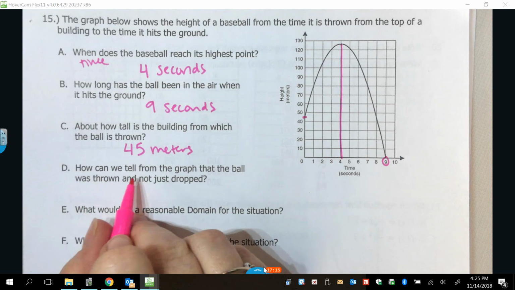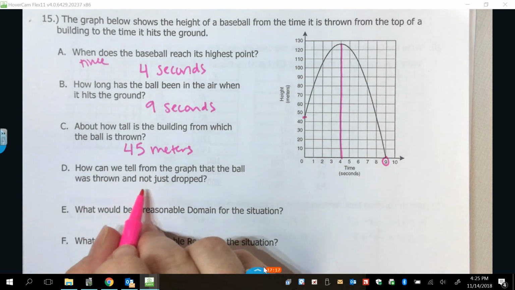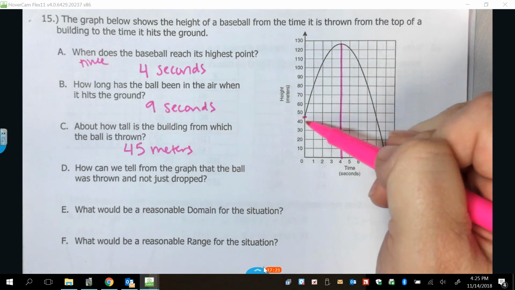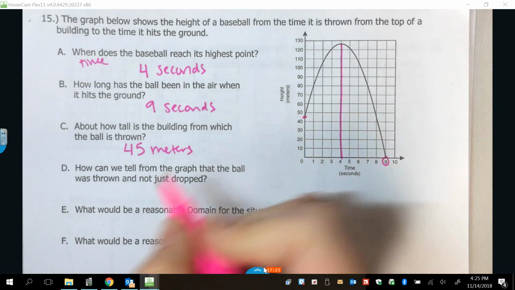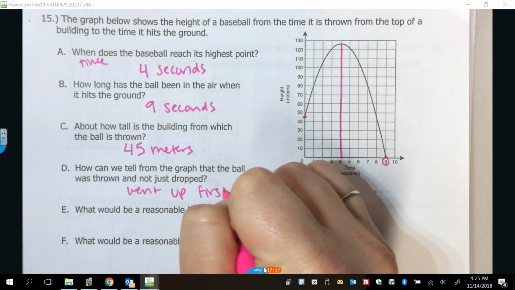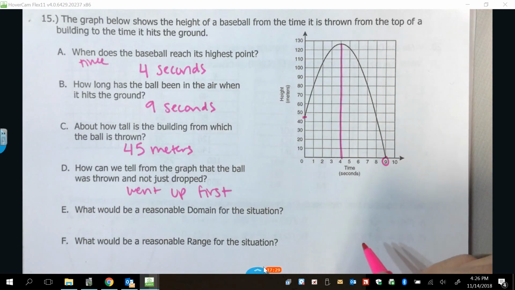Okay, how can we tell from the graph that the ball was thrown and not dropped? Well, think about it. If you just drop something, it goes down. It doesn't go up. Like this went back up, then down. So it went up first. That's how we know it was thrown and not dropped.